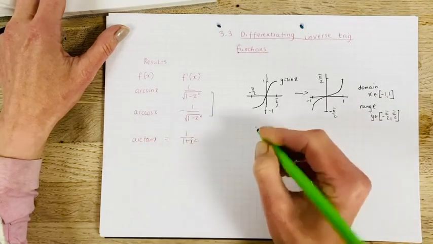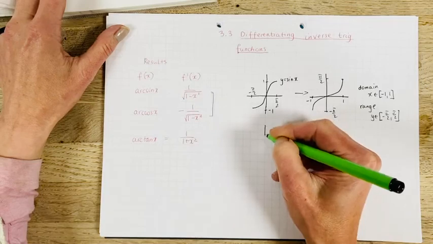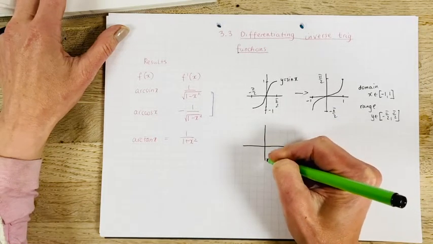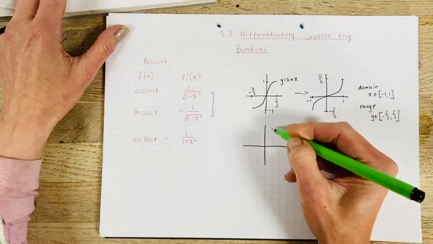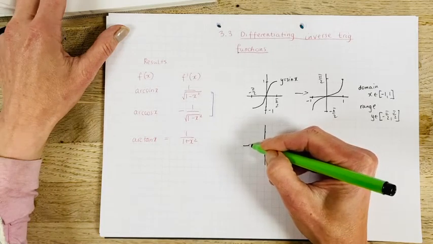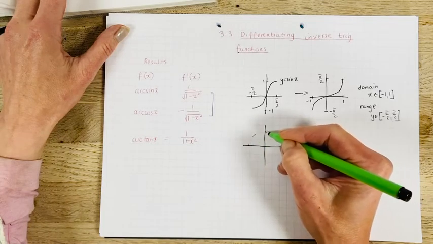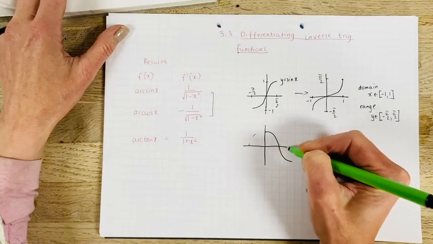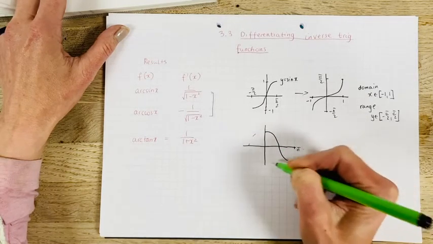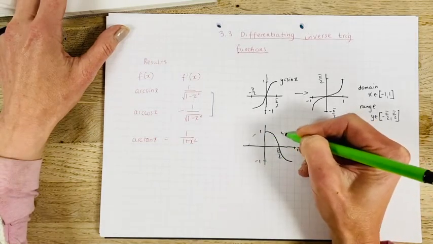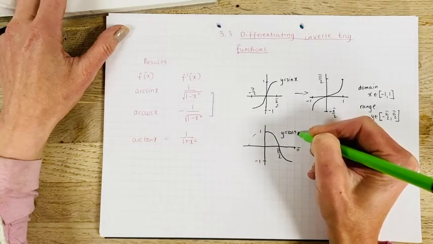Okay, then if you think about cos, if I sketch cos, you need to sketch the part that's one to one, so you're not going to sketch from minus pi over 2 to pi over 2, you're going to sketch from 0 to pi, minus 1, 1, that's pi over 2. So this is y equals cos x.